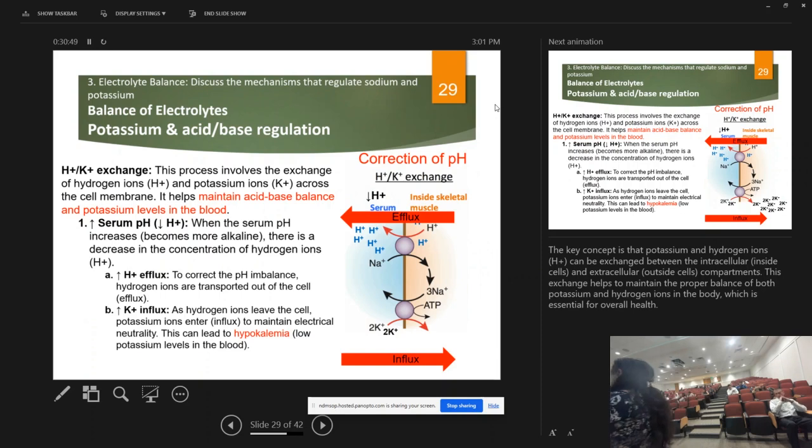So I know this slide is dense, but this is more for you to understand. What I'll talk about are these two pumps. So there are efflux pumps and influx pumps on the cell. The efflux pump is associated with the proton, the hydrogen ion. So hydrogen is always moving in this direction, from inside of the cell towards your serum.